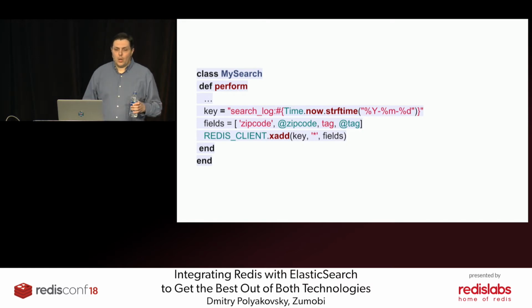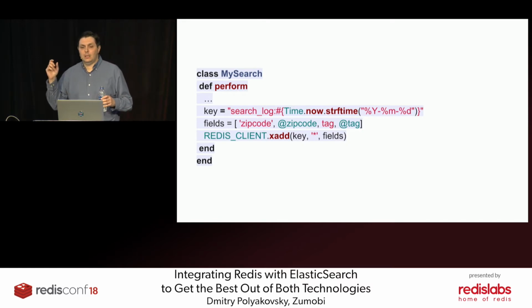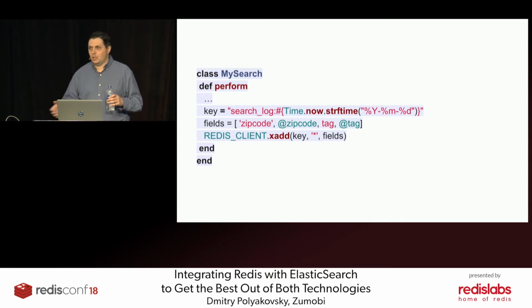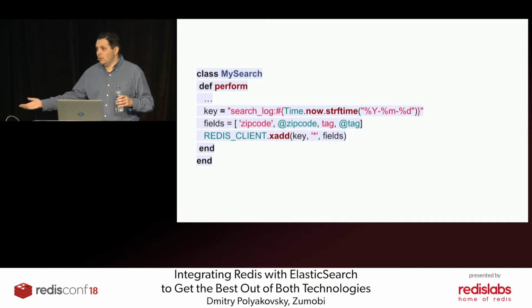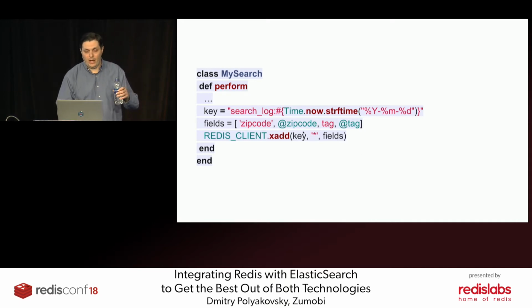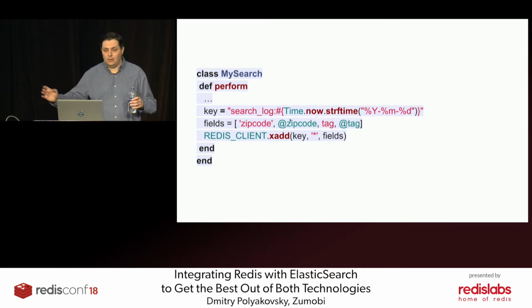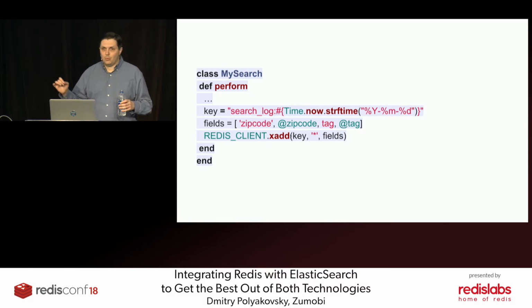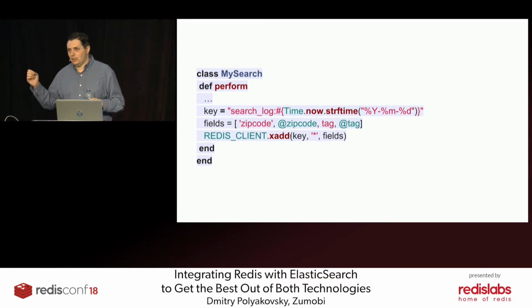We're going to modify our code like this. We will say the key is going to be search log, which is our naming convention, and then it's going to be date, just like we're rotating log files on a file system. The fields are going to be zip code and actual value and tag and actual value. So I'm just passing it to Redis as an array. And then we're going to call this new XADD command. Again, you have to run the latest Redis unstable.